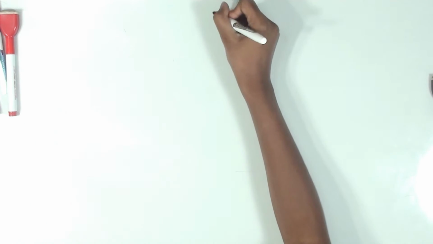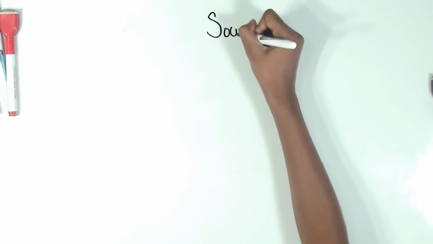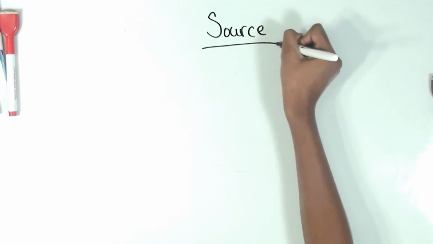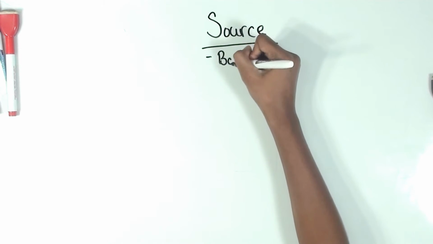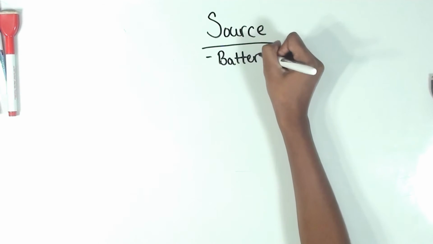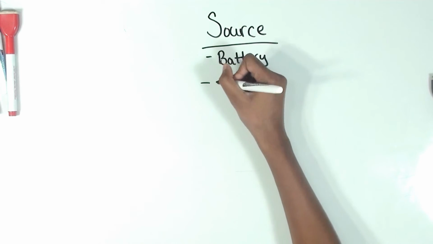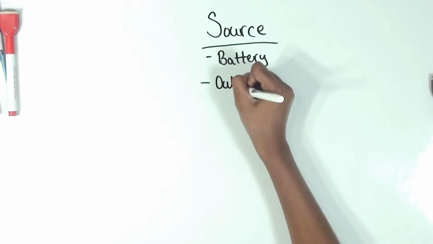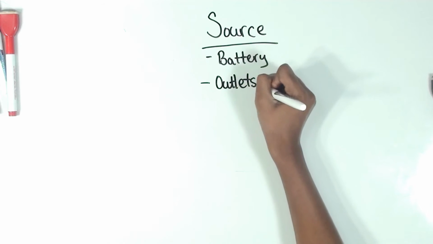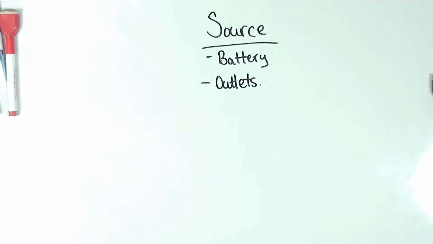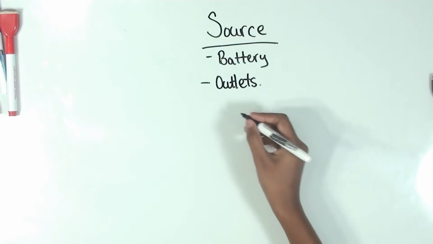You should know by now that electricity occurs when the electrons move from one atom to another. But what causes the first electron to move to the next atom? Well, that is done by a source. Most common sources include batteries, and in your house you can find the outlets. For this example, we're going to be using a battery.